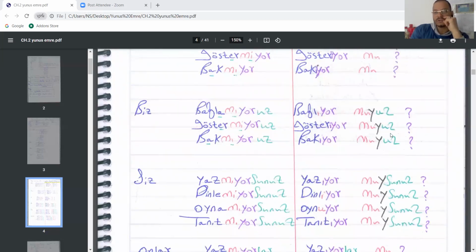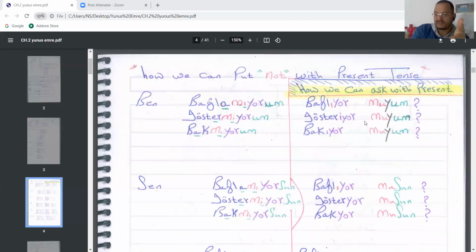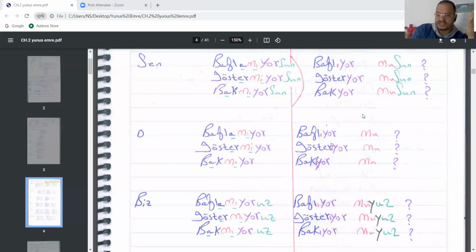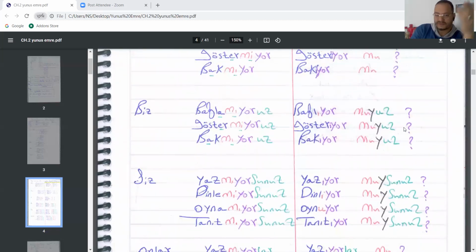We will use the same letter between these two vowel letters, to be bağlıyor musunuz? Bağlıyor muyuz? Sorry. Gösteriyor muyuz? Bakıyor muyuz? That means I ask ourselves, I ask me and all the guys beside me. Okay? I'm not talking with myself. Here, I'm asking myself. But here with "we", the situation is different.